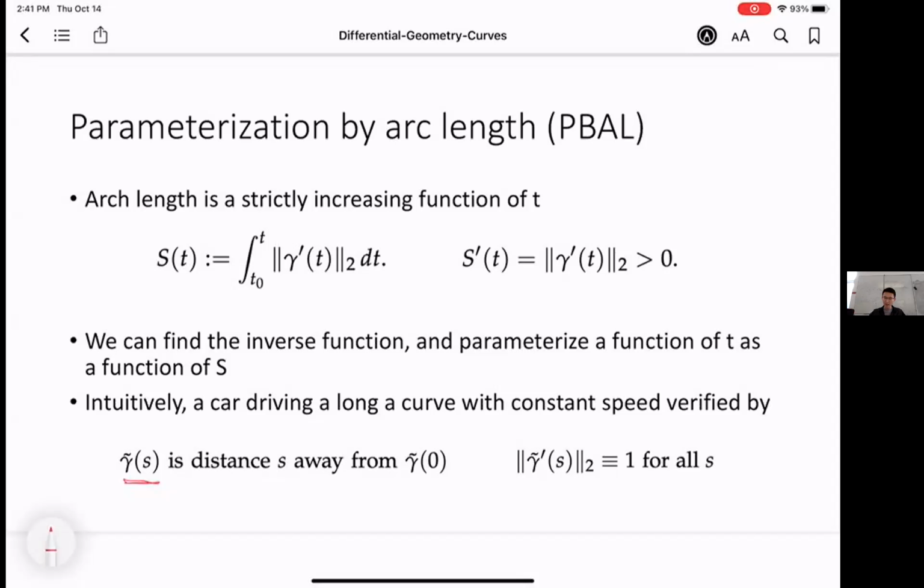In this case, we actually know that if we parameterize in terms of S, then the S prime will just be a unit length. So what we are saying is that we are driving a car, and this car should drive with constant speed if we are measuring speed in unit arc length.